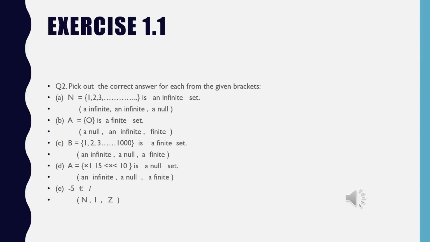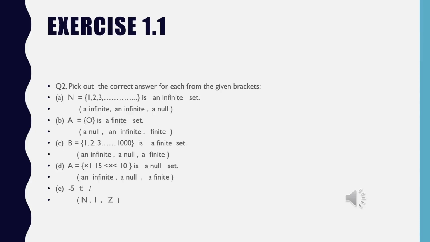Second part of this question is set A is equal to {0} is a dash set. The options are a null, an infinite, a finite. Because set A inside the curly bracket consists of one element, that is 0, I can answer this set as a finite set. So the answer of the second part is {0} is a finite set.